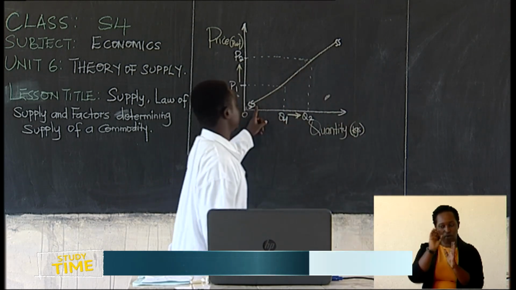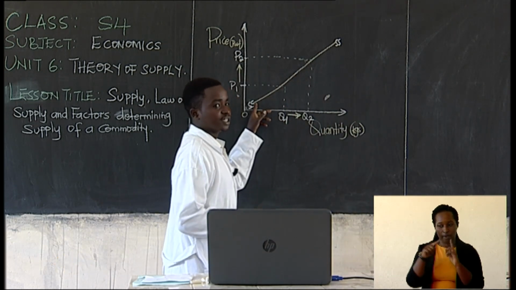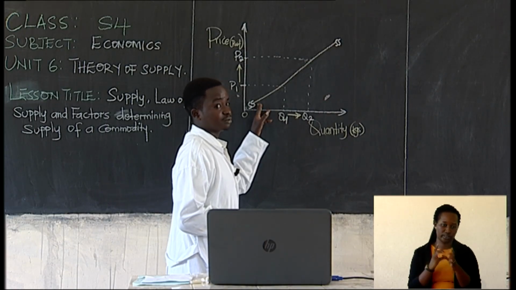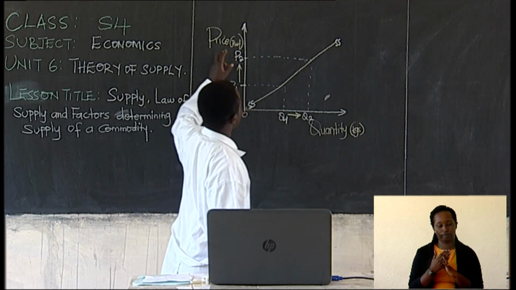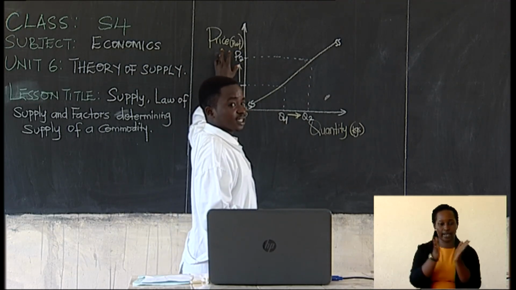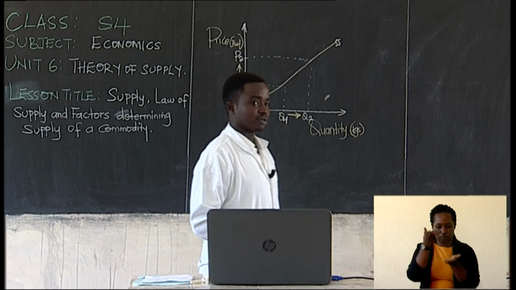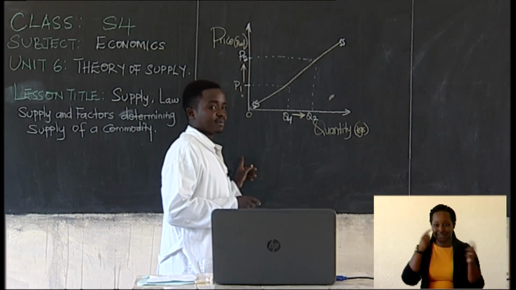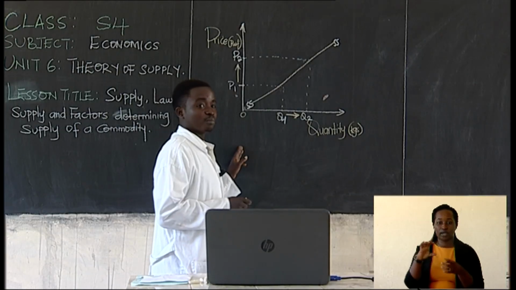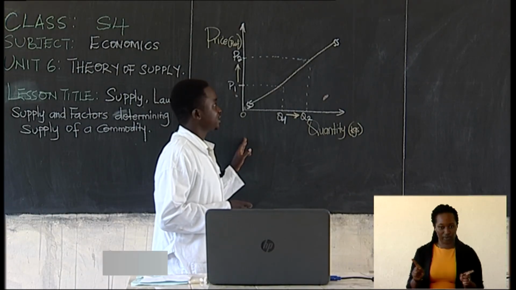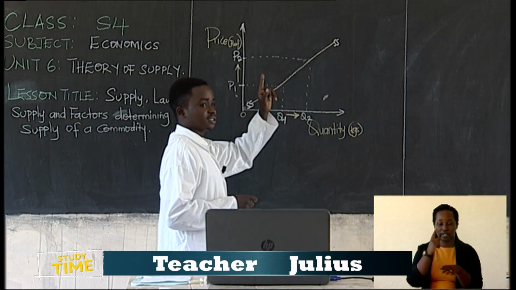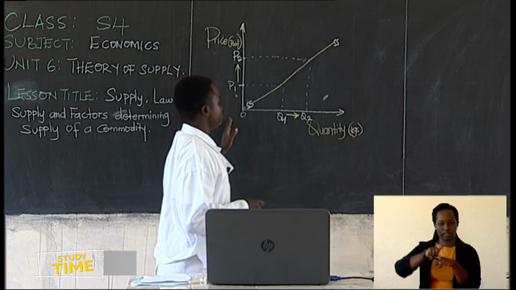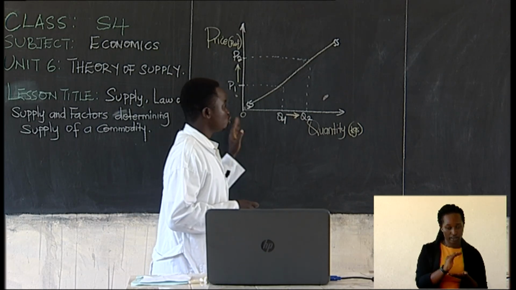So then it has a positive slope, meaning that there is a direct relationship between quantity supplied and price. Now you should compare with the demand curve, whereby there is an inverse relationship between the price and quantity demanded. Here, the relationship is proportional. It's very direct, because as price increases, quantity supplied increases. As price falls, quantity supplied also falls.